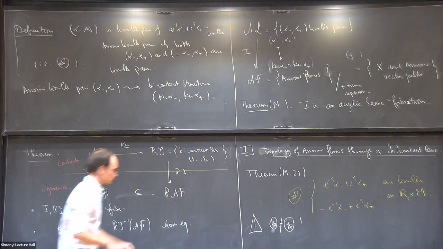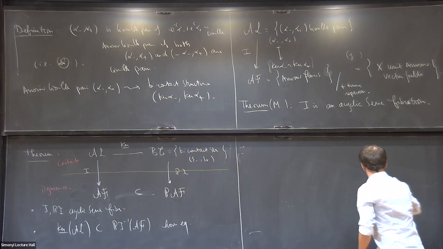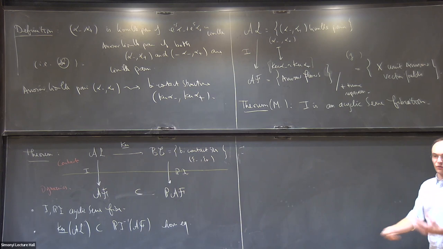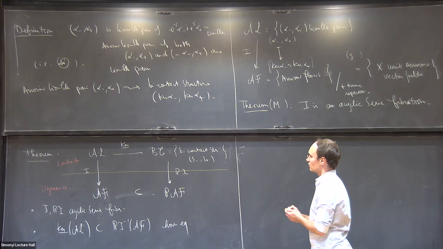And I guess here, to show that these two maps are acyclic fibrations, the hard part is to show that the fibers are contractible. Once you know that the fibers are contractible, all the rest follows from essentially general facts in homotopy theory.